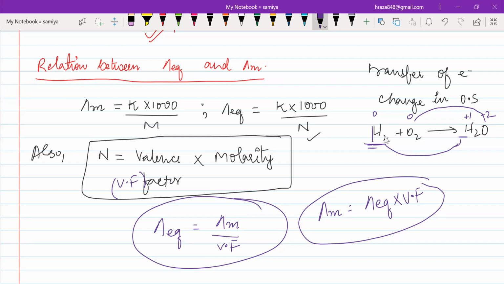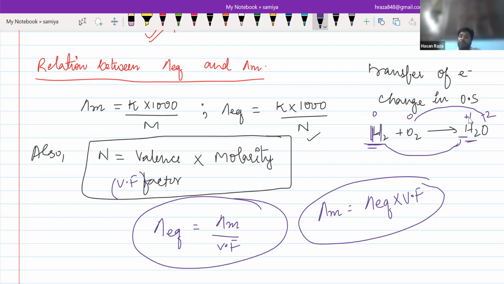Yes, sir. What I am trying to say is that the oxidation state of H2 is 0. The oxidation state of hydrogen is plus 1. But this is for 1 hydrogen, no? So for 1 hydrogen there will be a change of 1. So for 2 hydrogen, there will be a change of 2. So valence factor is 2. And valence factor I have also explained in the solution chapter when we were studying normality. Do you remember acid, base, and salt?